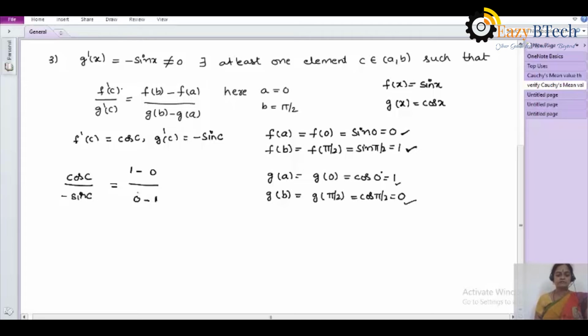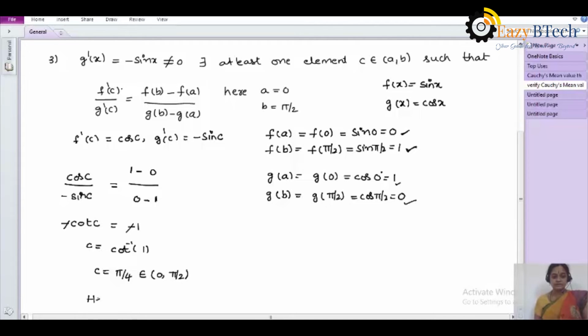Simply substituting all values. Of course, we know that cos by sin is nothing but cot, then minus cot c is equal to minus 1. So minus 1 will be cancelled. Then c is equal to cot inverse 1. That is c is equal to pi by 4. Our interval is given in the question as 0 to pi by 2. Of course the pi by 4 is between the values of 0 to pi by 2 only.